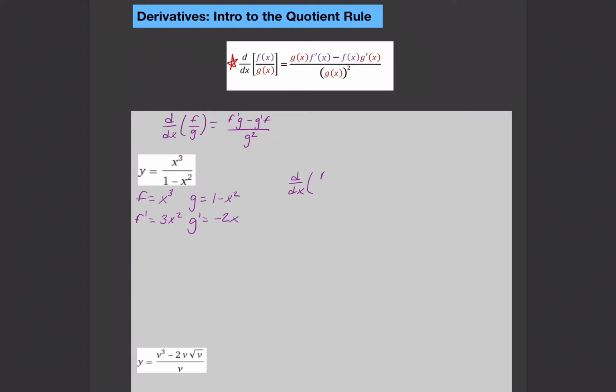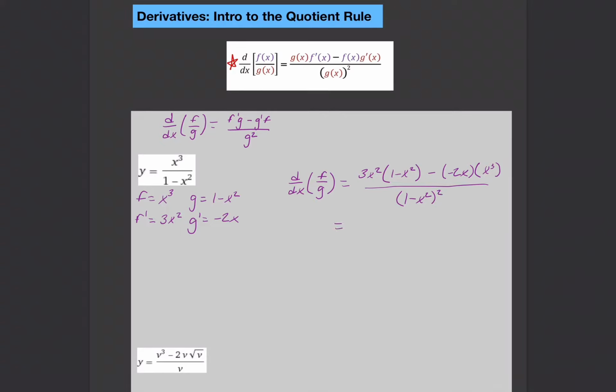So the derivative of f divided by g is equal to, if we look at our formula, f prime times g, so 3x squared times 1 minus x squared, minus g prime f, so in this case g prime is negative 2x, times f, which is x cubed, all divided by g squared, 1 minus x squared, squared.